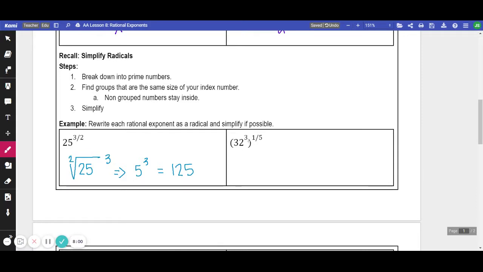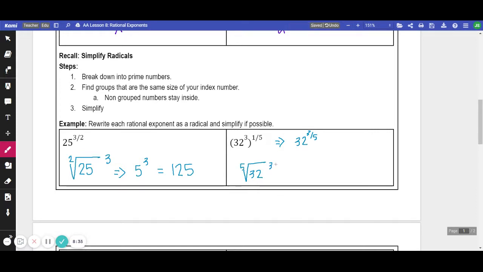This one, we actually have a little issue here because we have 2 different exponents. So we're revealing a property here that we haven't done for a while. If you have one base with 2 exponents, then you multiply the exponents. So we get 32 to the 3/5 power. So we're going to write it as a radical. 32 goes inside. Power is 3, root is 5.